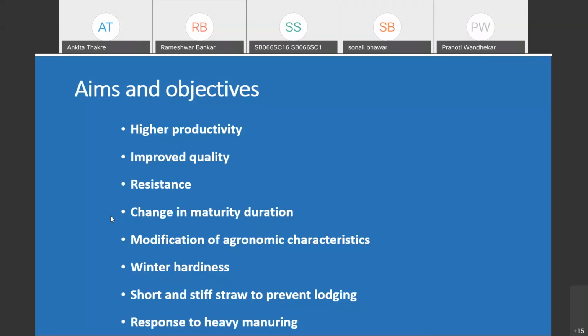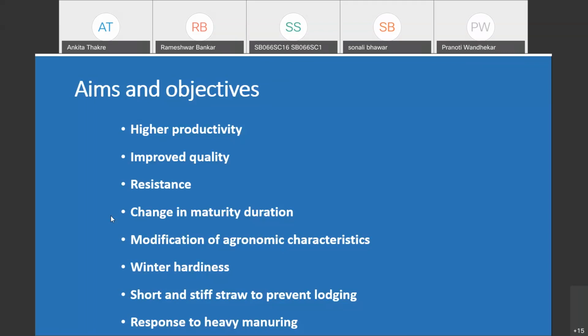Okay, then by using the knowledge of plant breeding, the change in maturity duration can be achieved. That means the earliness or lateness in the maturity. The maturity period of the crops can be changed by using the knowledge of plant breeding. New varieties can be produced which mature early, or whose maturity period is delayed as per the need of farmers.